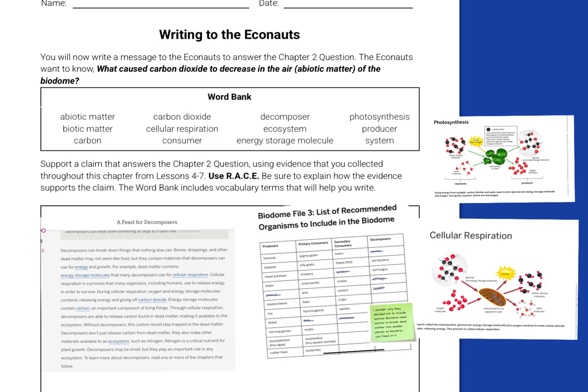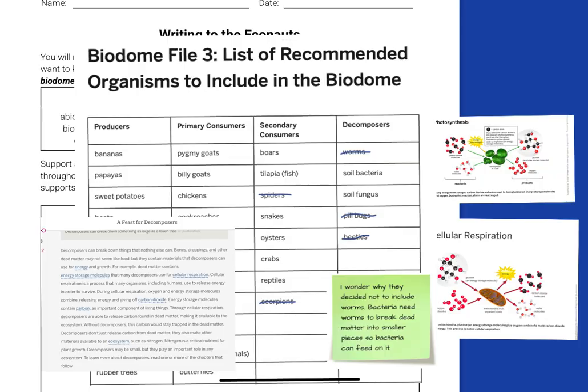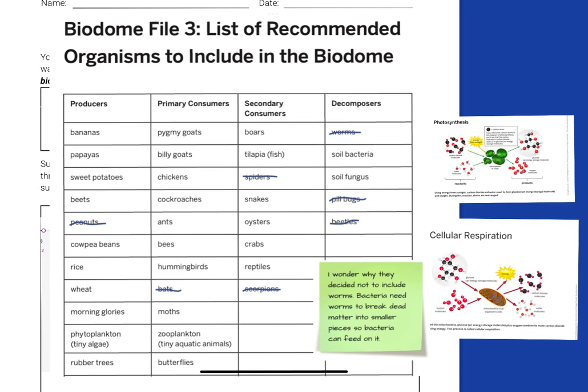So the first thing we have here is this list of things in the biodome that were brought. What do you notice about this list? Here are all the producers, here are the primary consumers, here are the secondary consumers, and here are the decomposers. Oh, these were not taken. Only these two were taken. What do you notice about the decomposers from lesson 1?